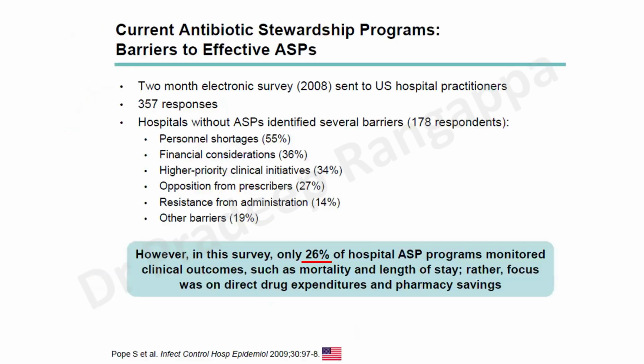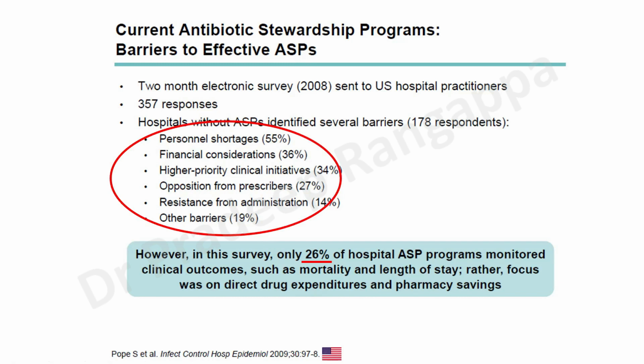So they have done studies, and if you look at this survey that came from the US, only 26% of the hospitals showed that the antibiotic stewardship program was well accepted. So a significant chunk of the hospitals did not have a good antimicrobial stewardship program. And the reasons were all this. There was personnel shortage in 55%, financial consideration even in the US at 36%, and higher priority clinical initiatives was cited at 34%, and there was opposition in 20%. So these are some of the barriers that were shown in a survey done in the US.